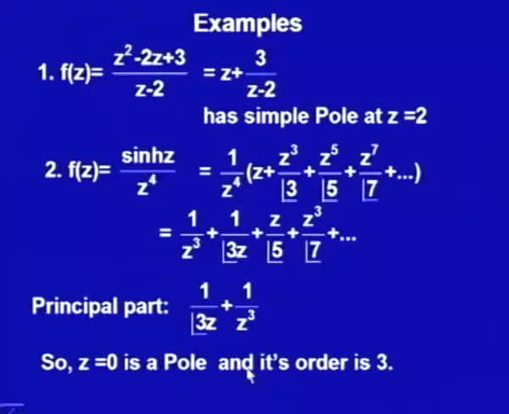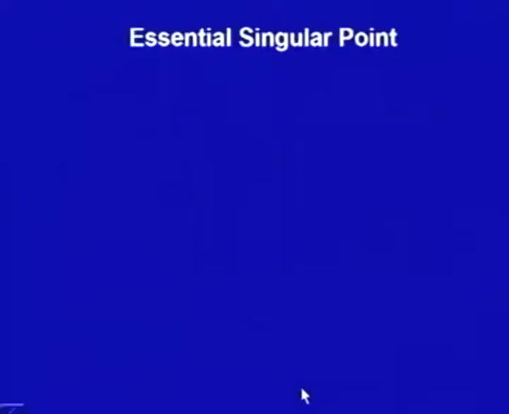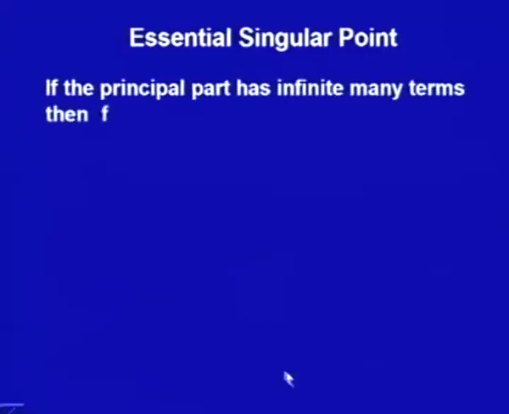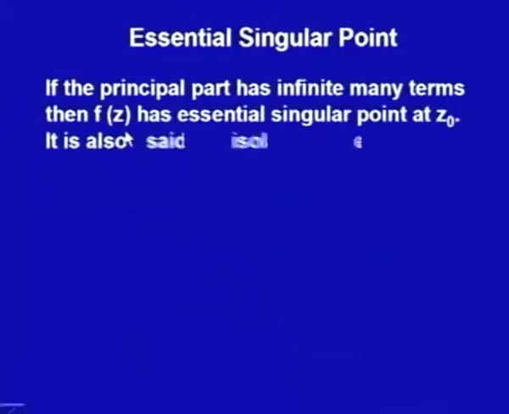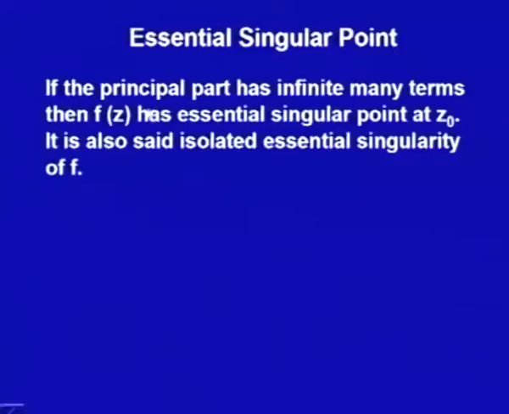Now, coming to the question: if my principal part contains infinitely many terms, then we call that isolated singularity an essential singularity. So we define the term essential singular point. If the principal part has infinitely many terms, then f(z) has an essential singular point at z₀. It is also said to be an isolated essential singularity of f.